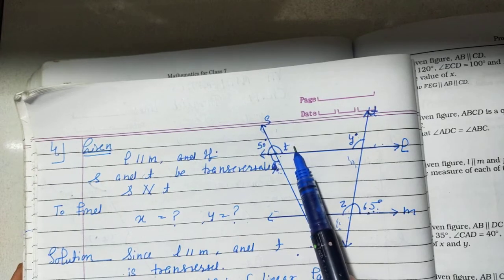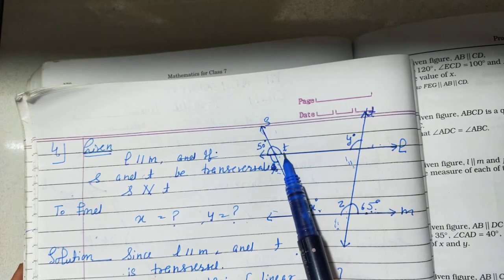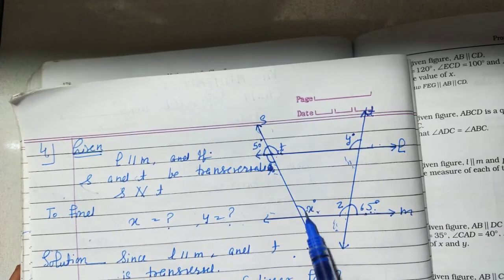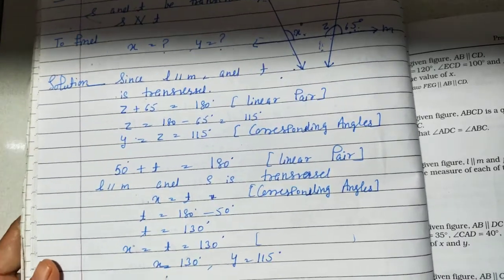Let us consider this angle as T. By linear pair we will find T first, 130, then X is equal to T, 130, by corresponding angles. Okay, class, let us continue with our next question.